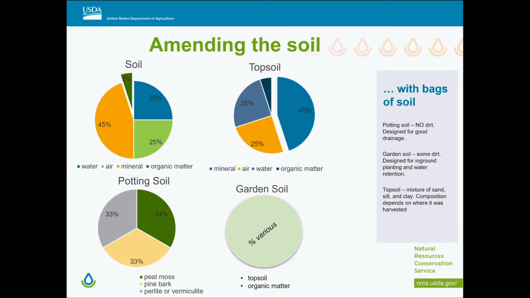And then if you buy something, it'll loosen it up. Yeah, I guess if you need drainage, but your compost is going to do the same thing though. And then if you buy something called garden soil, it's typically a mix of topsoil or some dirt and more organic matter.